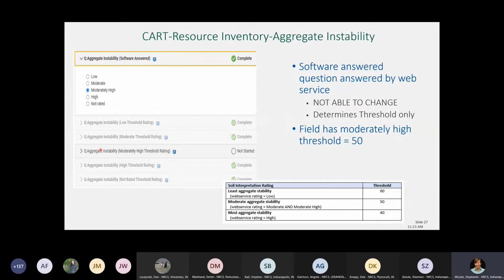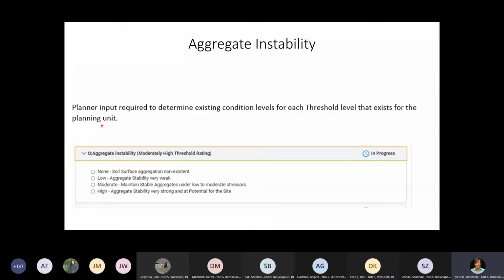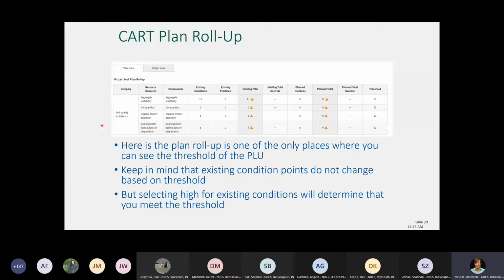And then lastly, our aggregate instability. Again, there's that software answered question, and then we answer that corresponding category there. And again, that software answered question is only determining our threshold here, and then we input all the information that goes towards the points that we get. And again, I think we've talked about this before, and I know Jennifer's going to go into this more, so I'm not going to spend a lot of time on this slide. She's going to talk about all this.